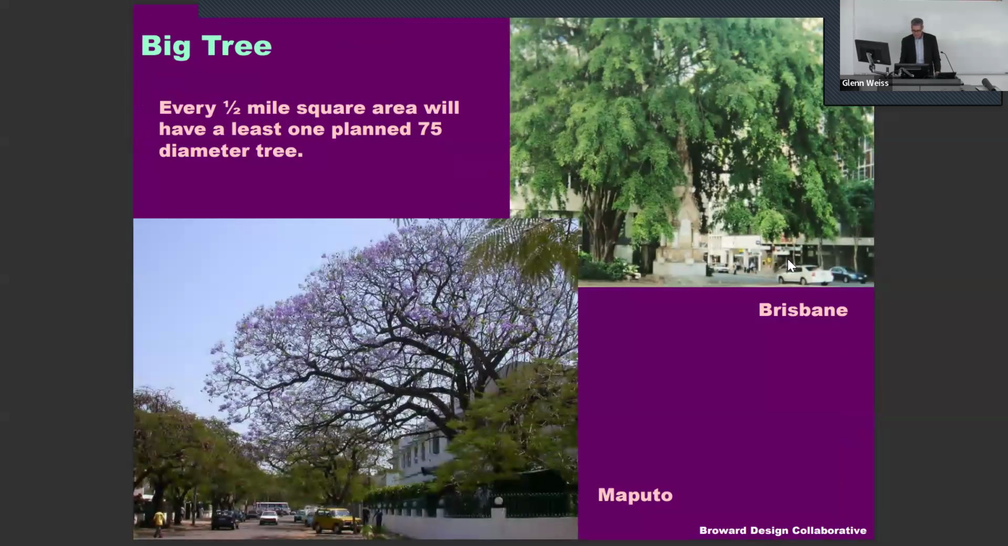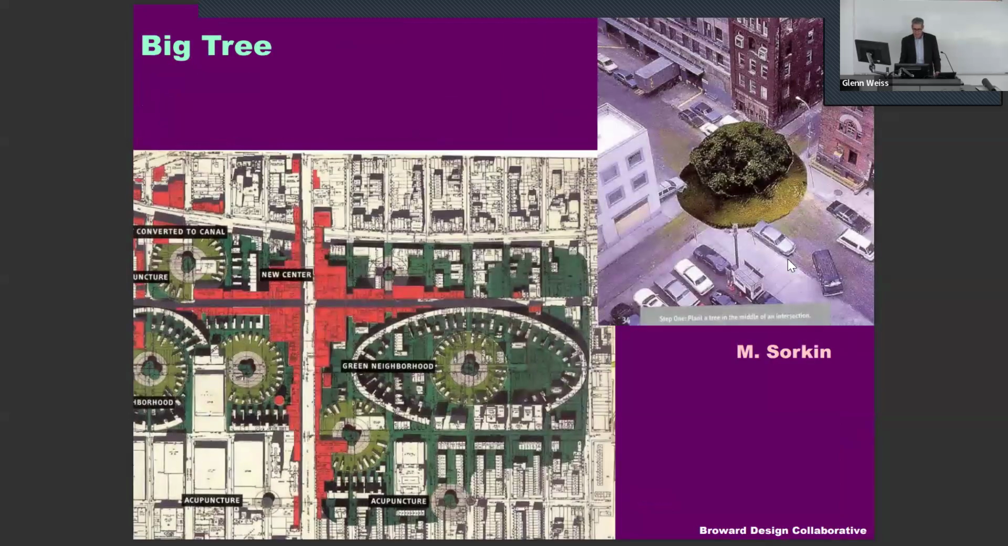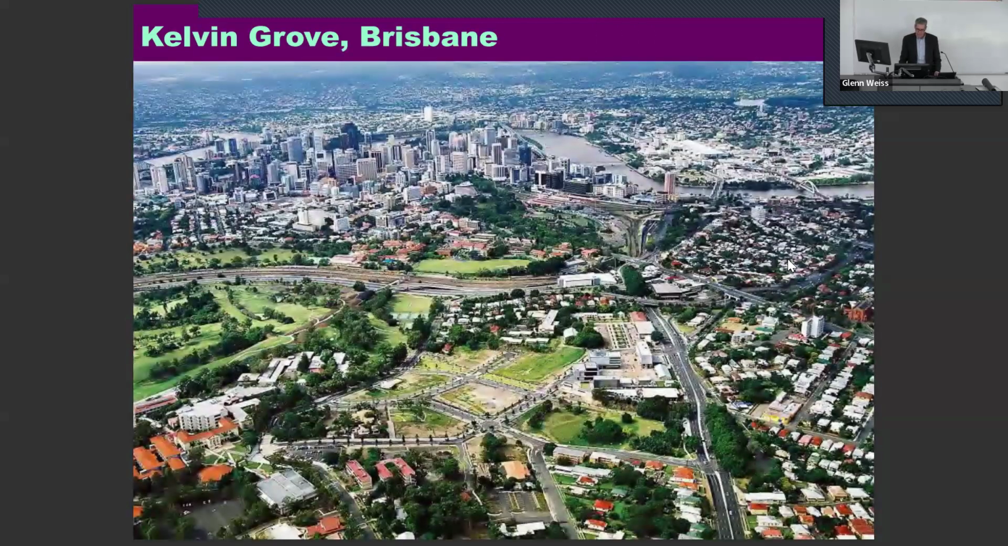Here's the big tree, which in this particular exercise everyone had to do: a big tree space. This is Michael Sorkin again. He actually did a number of big tree ideas, including kind of big tree traffic blockers in Brooklyn. And then I'm going to stop there.